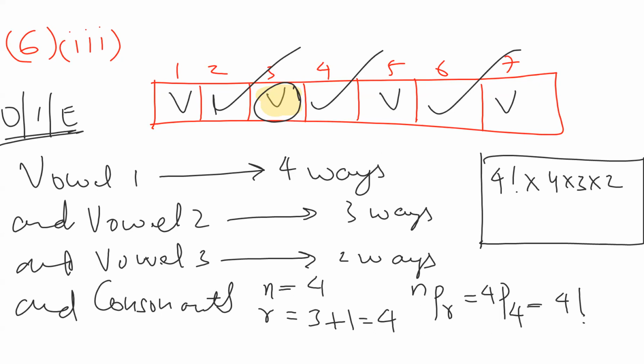4 factorial is 4 into 3 into 2. Guys, understood? Yes. Okay. Let us go to the ninth problem, question number 9.